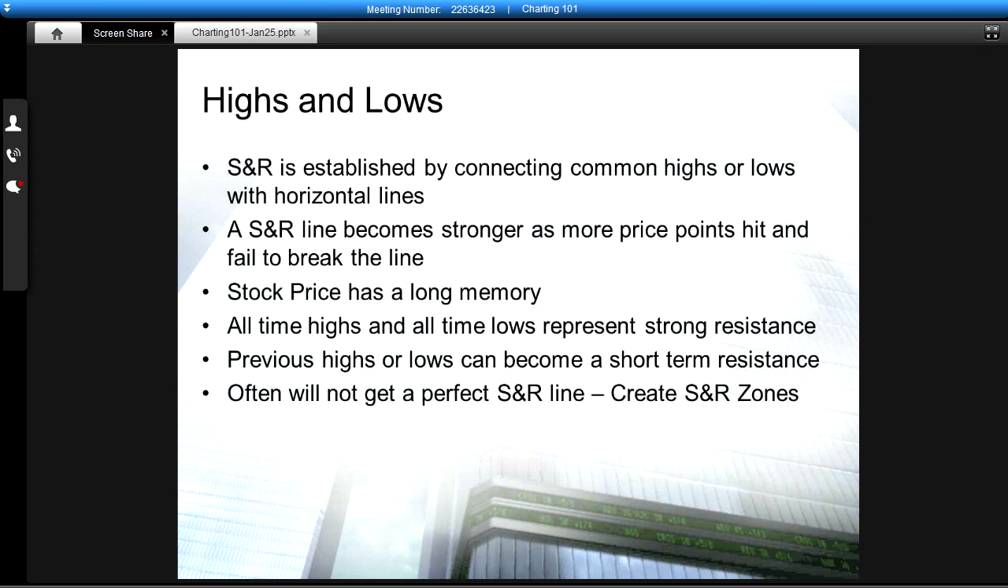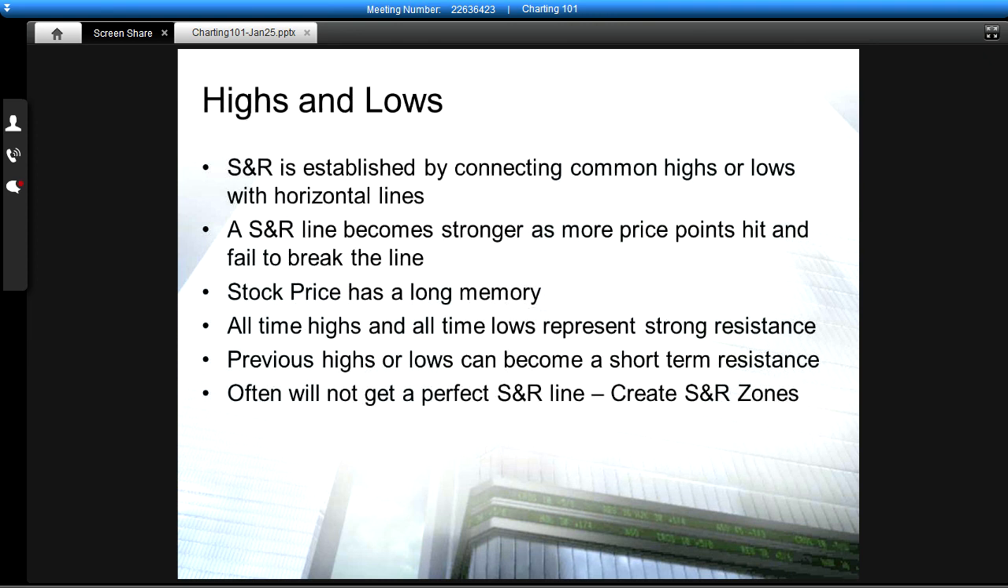Now, when you're drawing the lines for highs and lows, you'll never get a perfect support and resistance line. There'll be some kind of variations. So some people will tend to use that variation and create what they call support and resistance zones. So it just means that somewhere in that area, price could be slowing down or actually fail to break through.